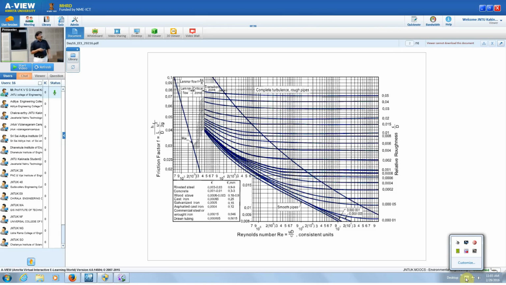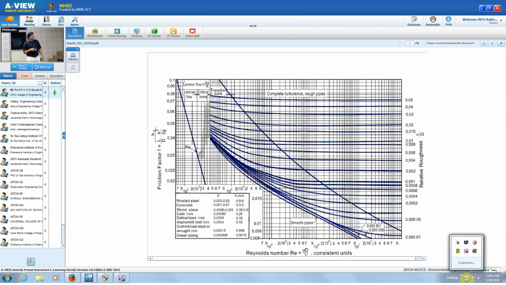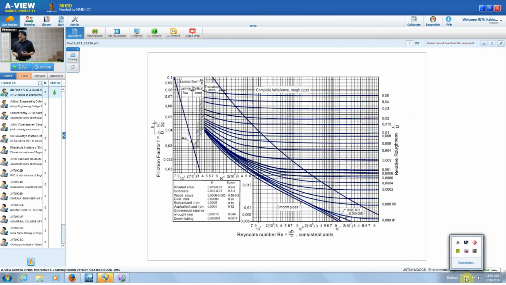Okay. So what are the questions that are possible from this? This diagram is called Moody's diagram. Moody's diagram is drawn friction factor versus Reynolds number. Whatever is drawn on the y-axis, that only you should say first. If you don't tell it, it is wrong.